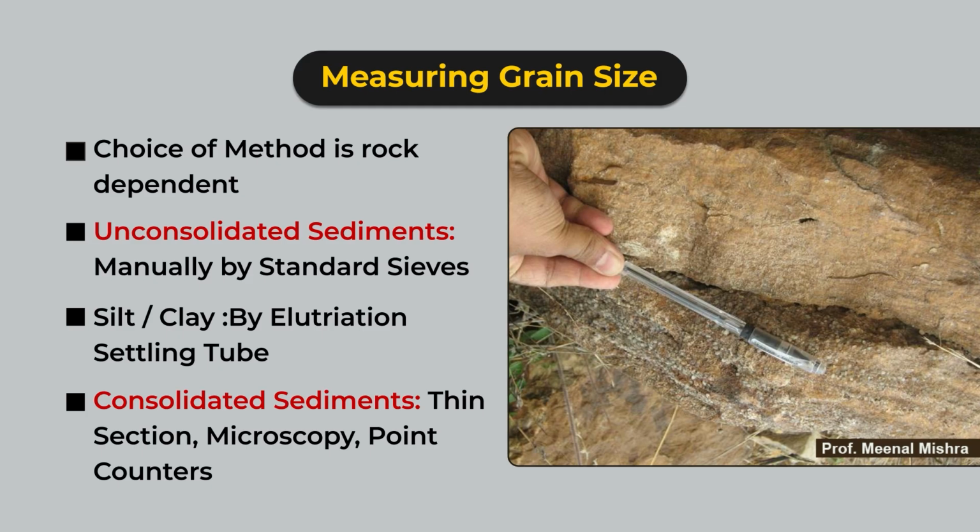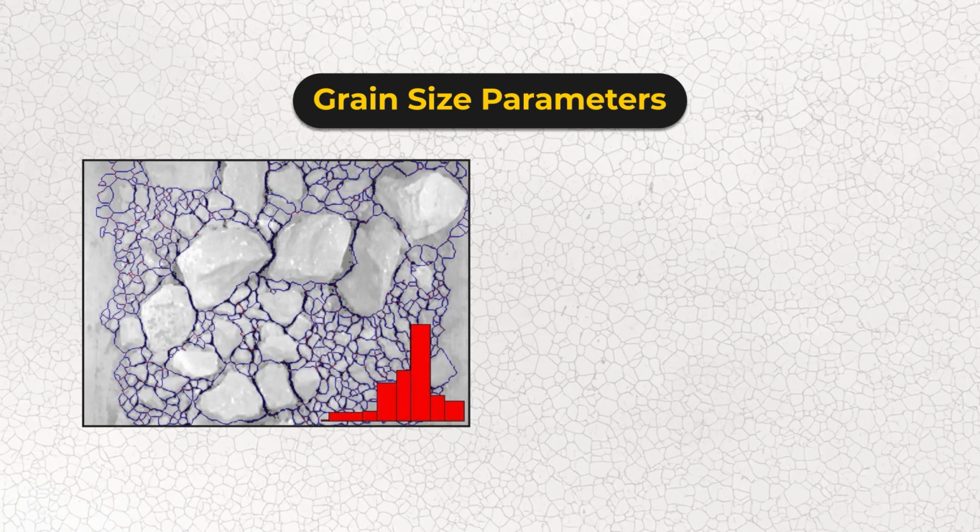On the other hand, for consolidated sediments like hard rocks, you take thin sections, take the microscopy, and then grains are measured by point counters. Nowadays there are automatic point counters which are inbuilt in many of the microscopes. Otherwise, earlier it used to be a very cumbersome process of looking at each grain and then taking the measurements.